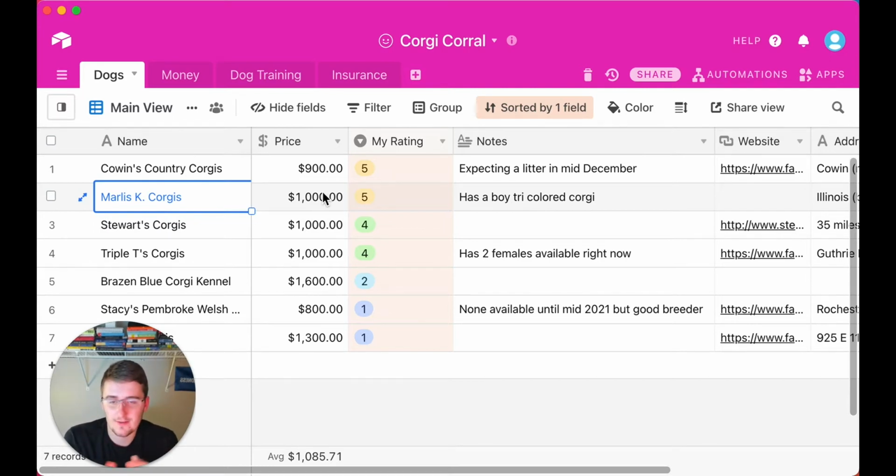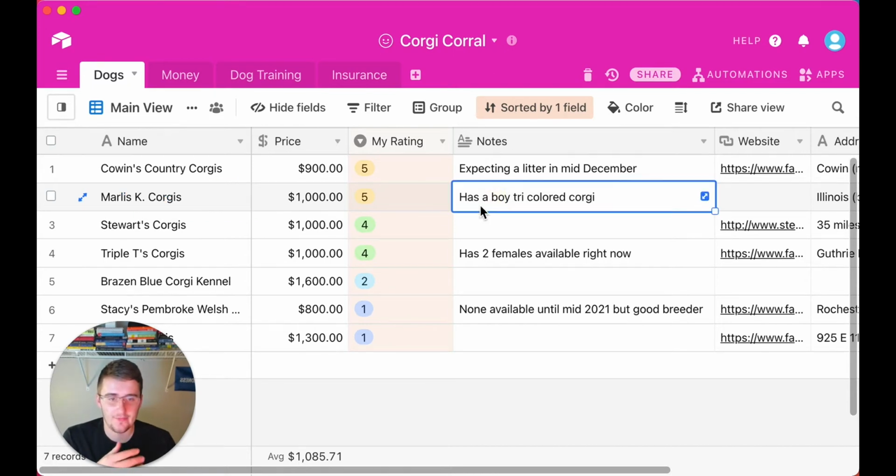So if you want to keep track of the breeder name, we kept track of the price to see what the differences were, if some were way out of our budget versus not, as well as we gave a personal rating, how we felt with the breeder, how they treated us, the communication there, as well as what kind of a dog they were. I know there's a lot of different kinds of Corgis that my girlfriend knows about that I personally don't, but these were our ratings together. And then we also had some notes. So they had a tri-colored boy Corgi.